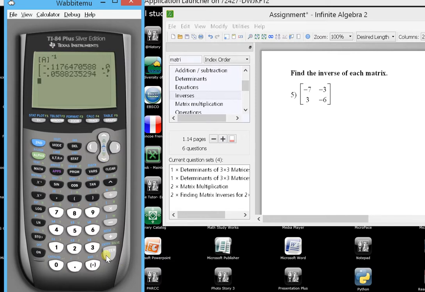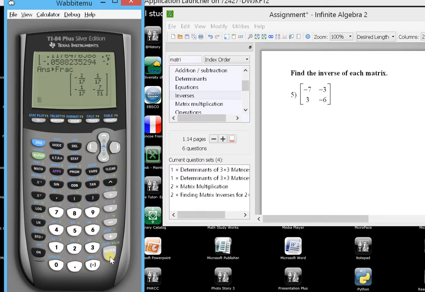Bam. Now if you notice, it gives us our answers in decimals. Most of the time we want to put our answers as fractions. No big deal. Go up to math. This converts things to fractions. Press enter. So it says, okay, take our answer, which is this. Convert the entries into a fraction. Bam.